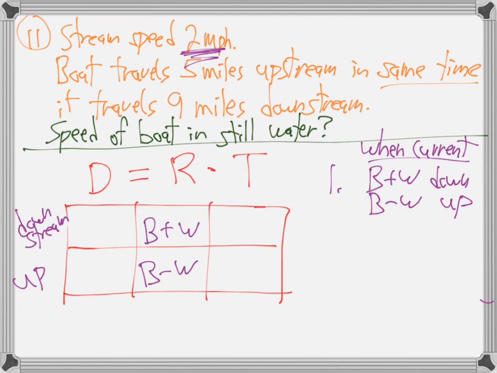Okay, and then let's fill in the water. We know the water speed. 2. So get rid of this W, just put a 2 there. Get rid of that W, put a 2 there. So that becomes B plus 2 and B minus 2, doesn't it?